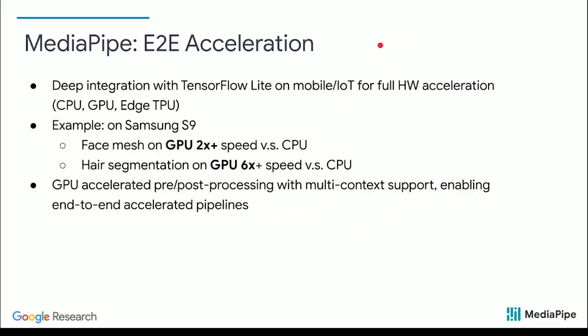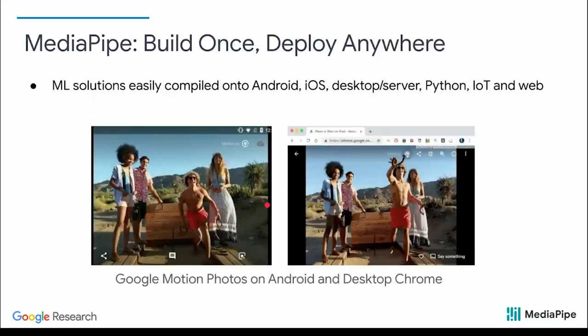Looking at the acceleration, it integrates with TensorFlow Lite and can take advantage of CPU, GPU, as well as Edge TPUs. And here you can see how it reflects in the speed on a mobile phone. FaceMesh is roughly twice as fast using end-to-end GPU acceleration. Segmentation even 6 times faster using end-to-end acceleration. And it comes with a variety of pre- and post-processing GPU building blocks.